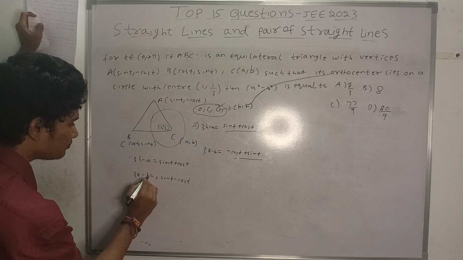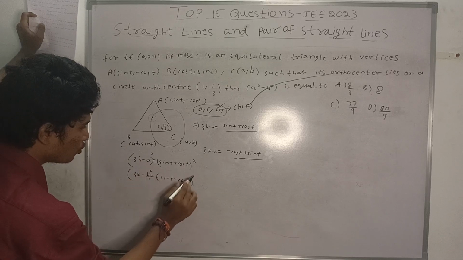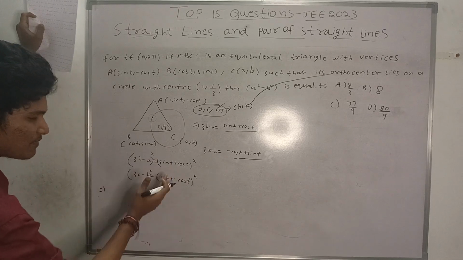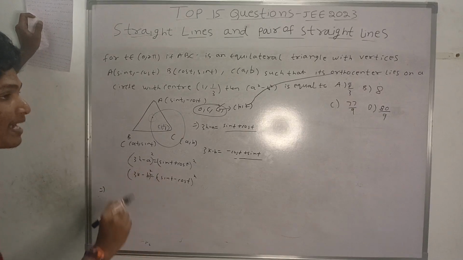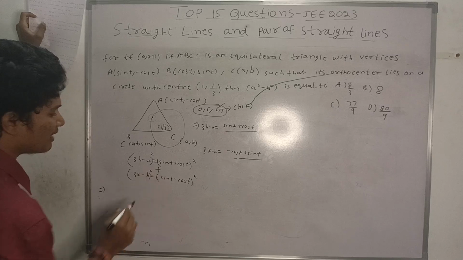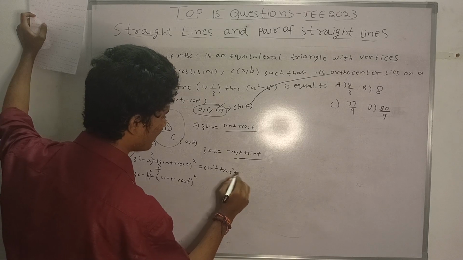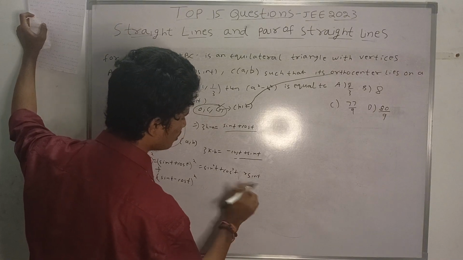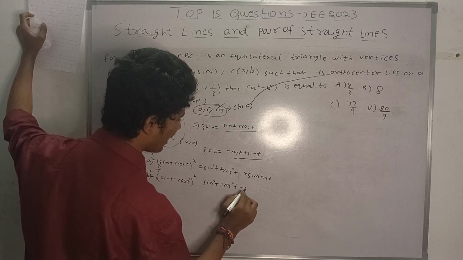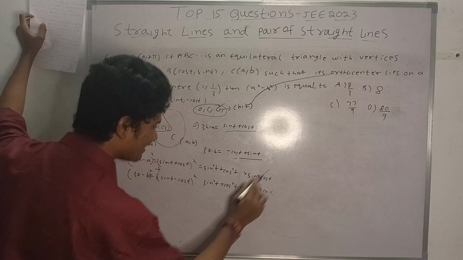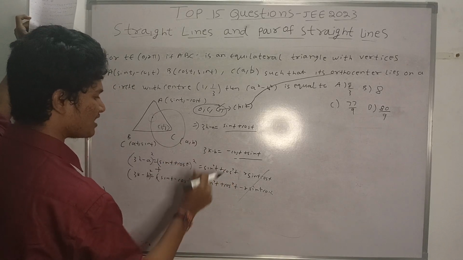To find that, I can simply square both and add them to eliminate t. When I square this, sin square t plus cos square t is 1, and I get plus 2 sin t cos t. Here also sin square t plus cos square t, but minus 2 sin t cos t. When I add these two, the cross terms get cancelled, and sin square t plus cos square t equals 1 each time, so 1 plus 1 is 2.